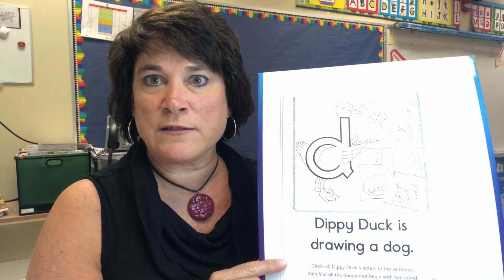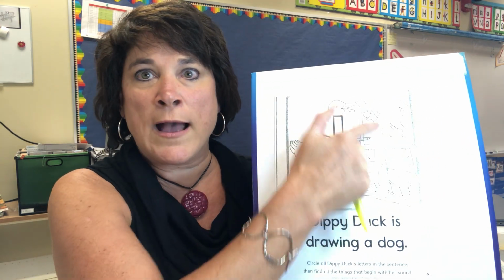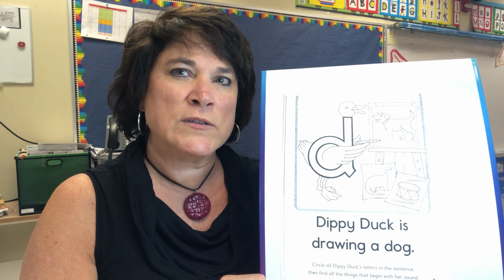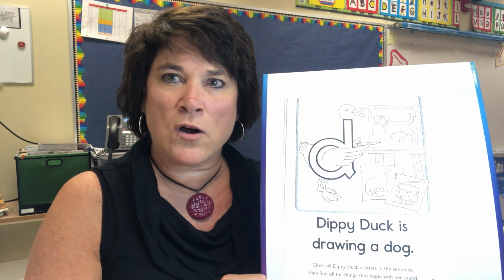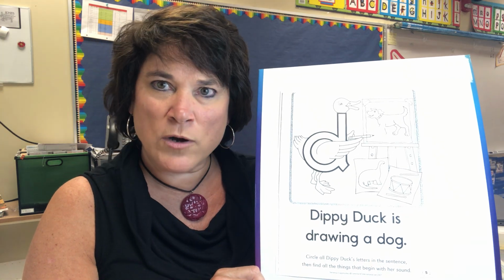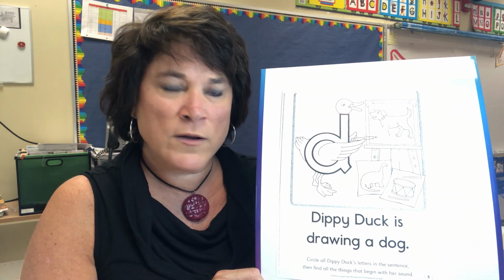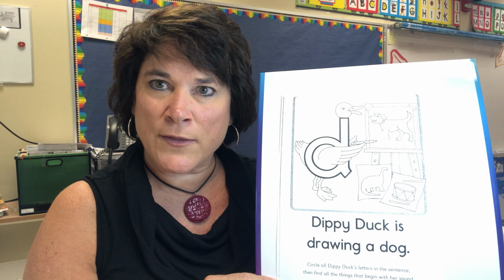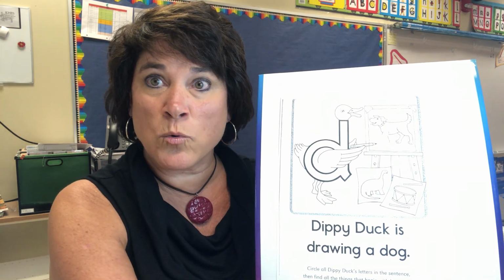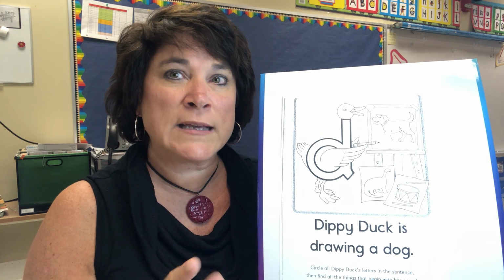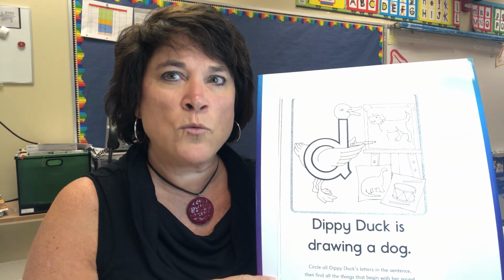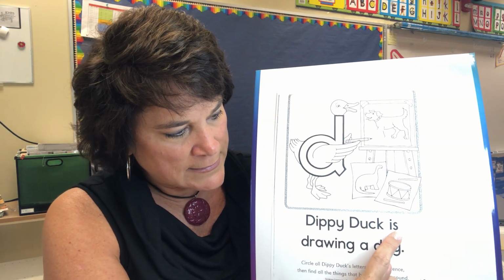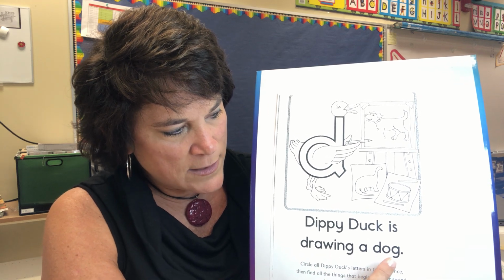So let's take a look at this sentence for a minute. This sentence is describing this drawing at the top of the page, okay? And I want you to see if you can figure out how many words are in this sentence. How many words do you see? Remember that words are separated by spaces in a sentence. So let's count them together. I'm going to use my pointer finger to point to the words as I read them. And I want you to count in your head how many words are in this sentence. Are you ready? Dippy Duck is drawing a dog.